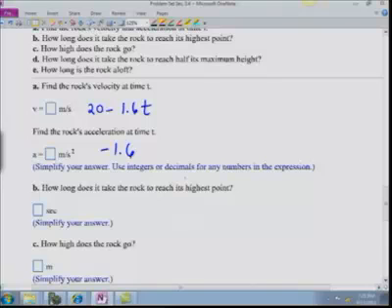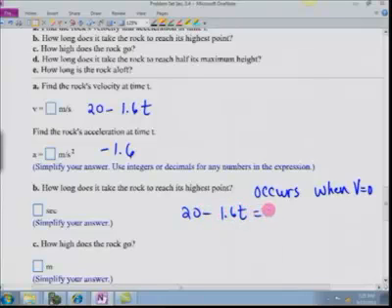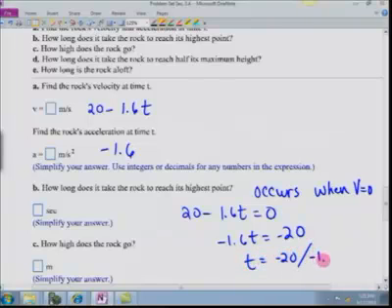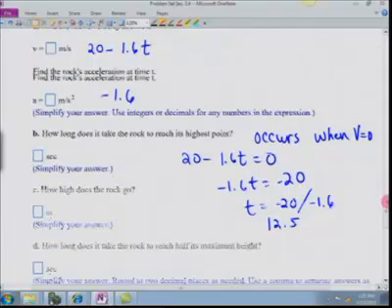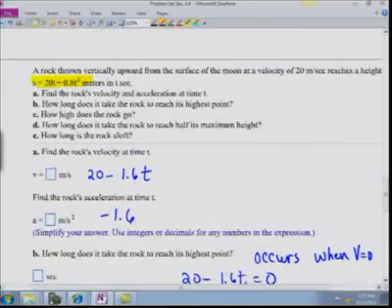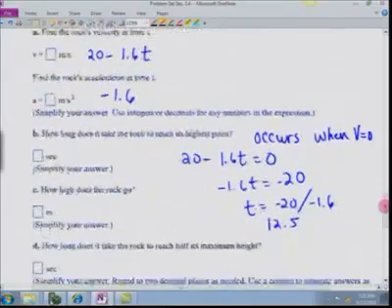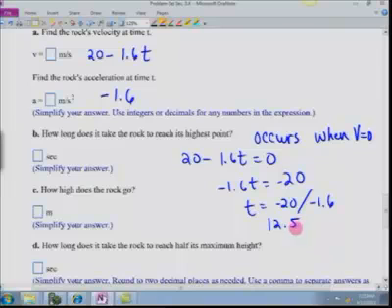How long does it take the rock to reach its highest point? What did we say that occurs when? Okay, occurs when v equals 0. So here's v. So solve that. 12.5. Okay, how high does the rock go? Here's the height. That's the height. How high does it go? Well, when it gets to its highest point, it took 12.5 seconds. What do we do with that? Plug it into the s function.